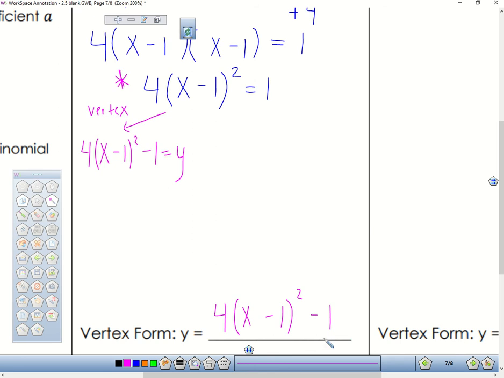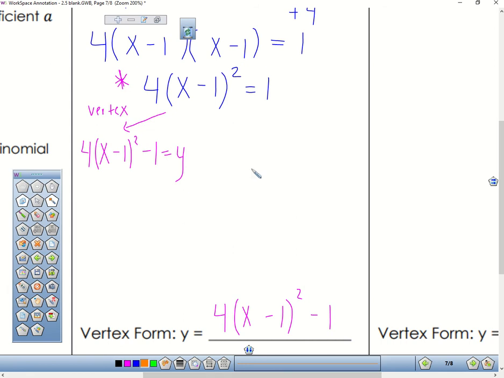How come you put the y on the other side? It doesn't matter. When you have two things equal to each other, basically that just means that it's like x equals 4 or 4 equals x, same thing. The symmetry property.